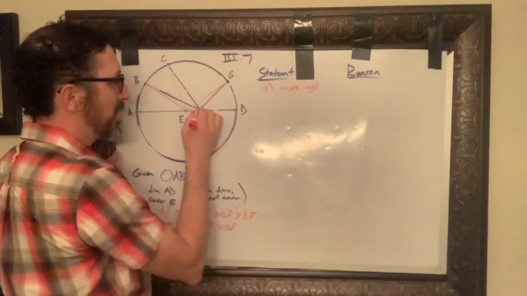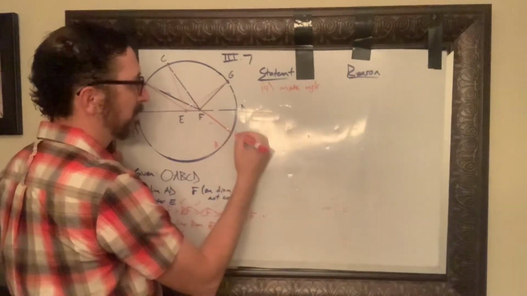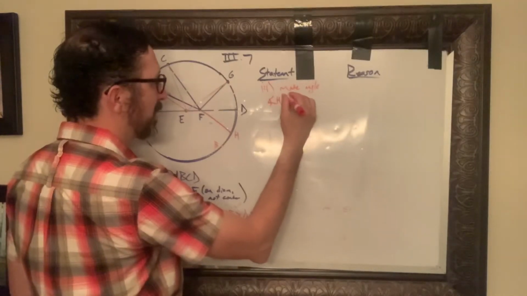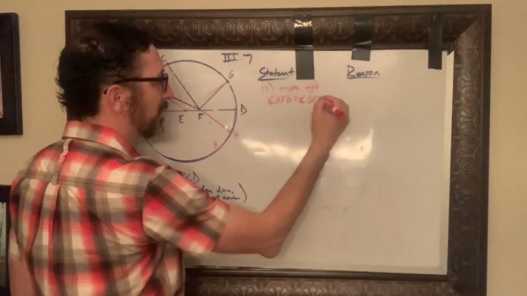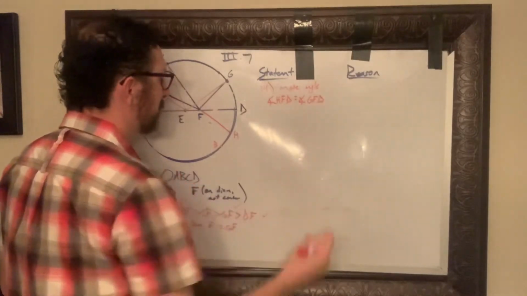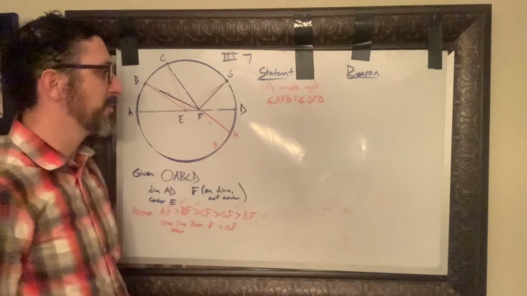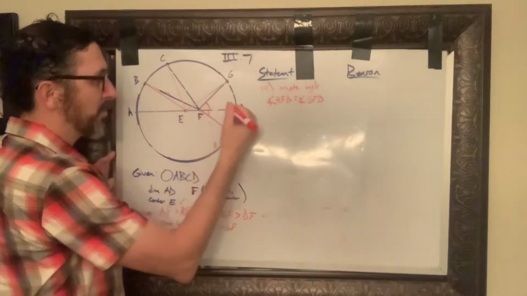It's going to be F, we're going to say H over here. I'm going to make angle HFD equal to angle GFD. So HFD is equal to GFD. I'm going to make that angle the same measure as that angle.